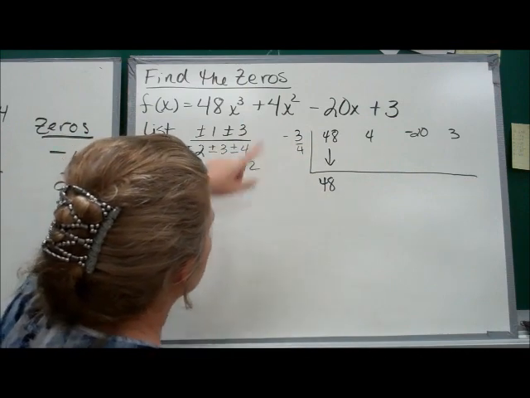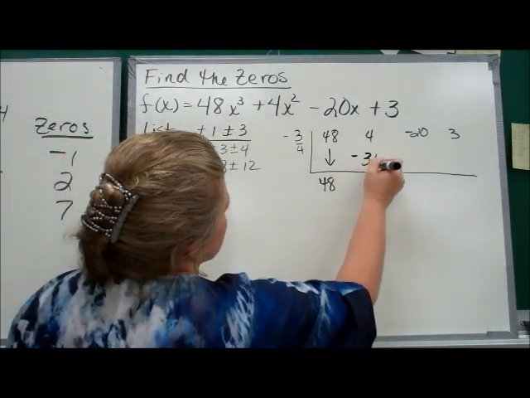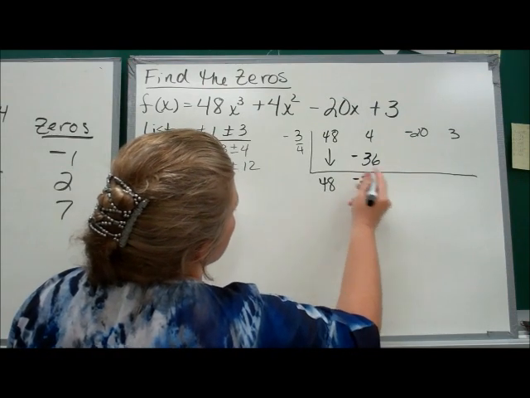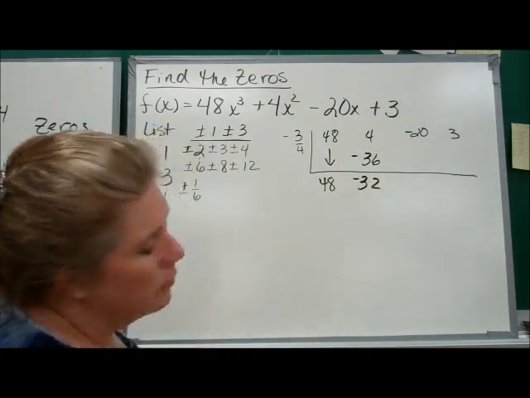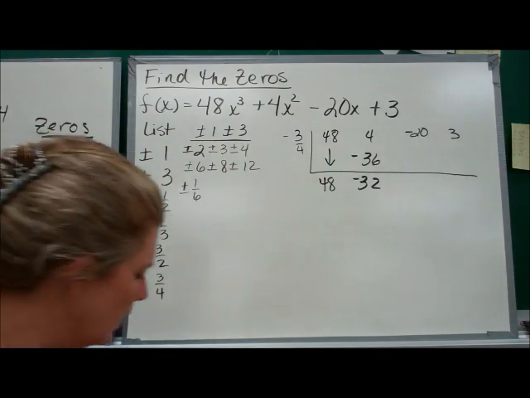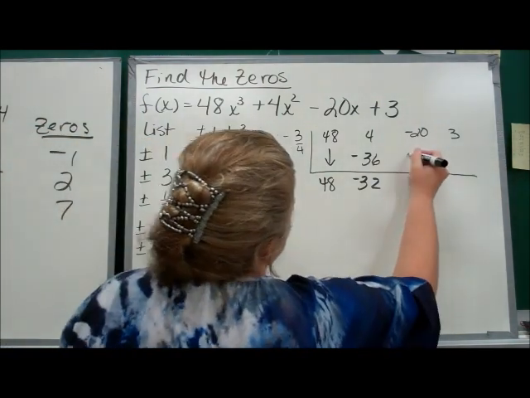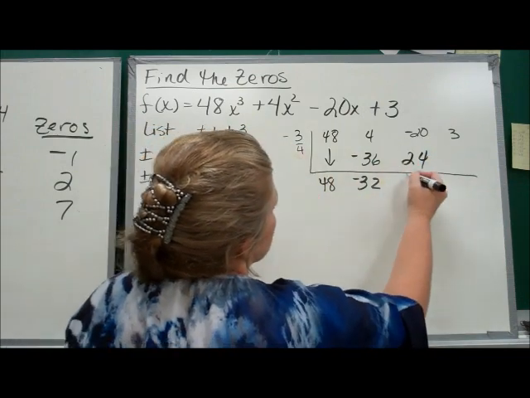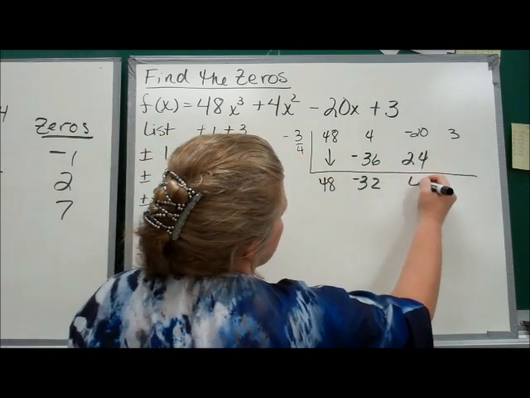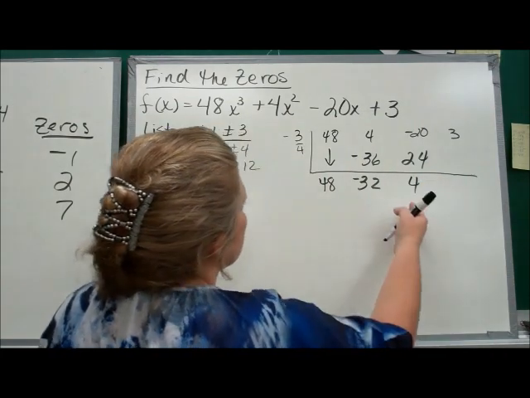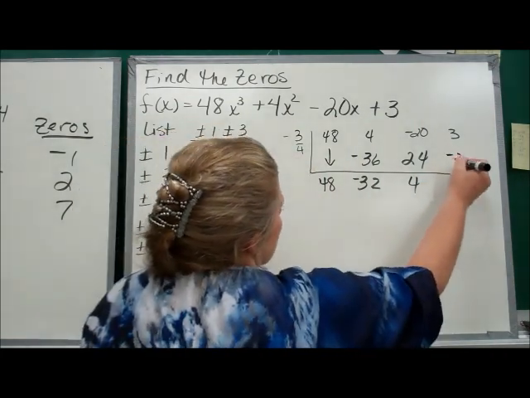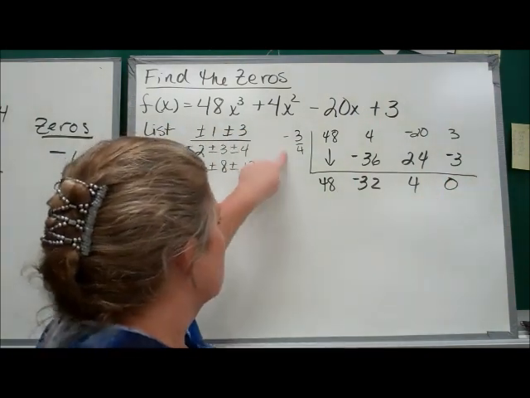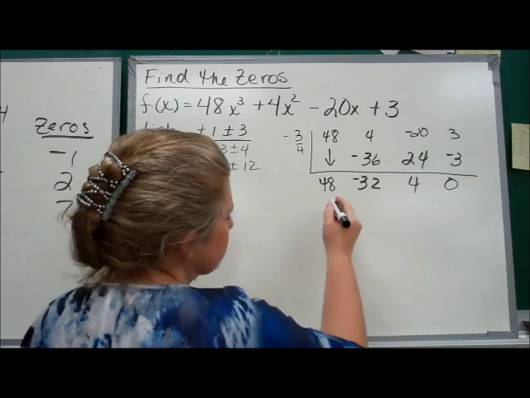Bring down the 48, -3/4 times that's -36. Bring that down as -32. Multiply, -3/4 times -32 is 24. Okay, so it's positive because it's a negative times a negative, so that's positive. Bring down or add at this point, so that's 4. 4 times -3/4 is -3, and we got our 0. That's exactly what we were trying to find. So -3/4 was a zero.